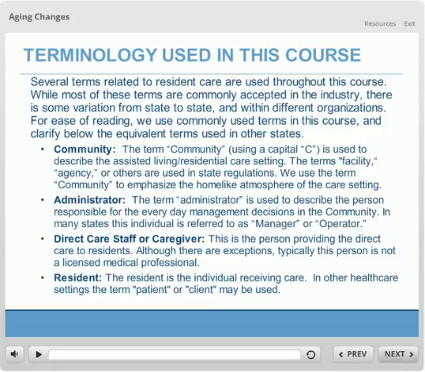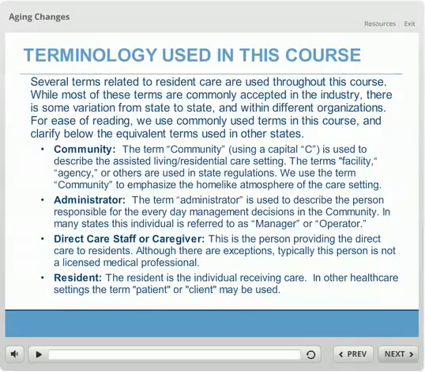Terminology used in this course. Several terms related to resident care are used throughout this course. While most of these terms are commonly accepted in the industry, there is some variation from state to state and within different organizations. For ease of reading, we use commonly used terms in this course and clarify below the equivalent terms used in other states.